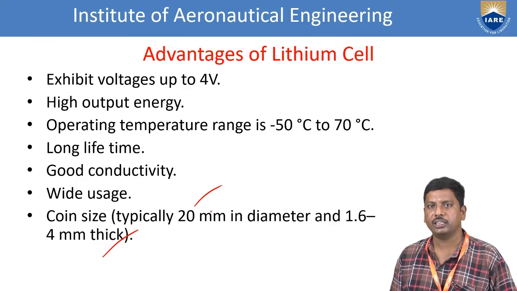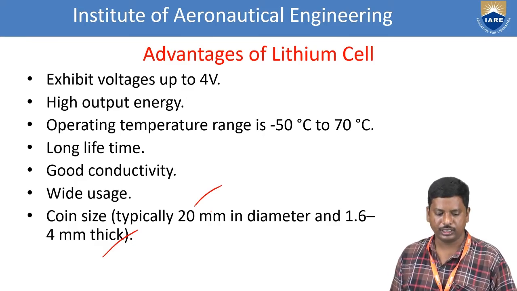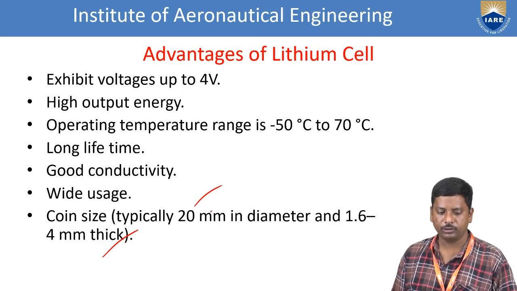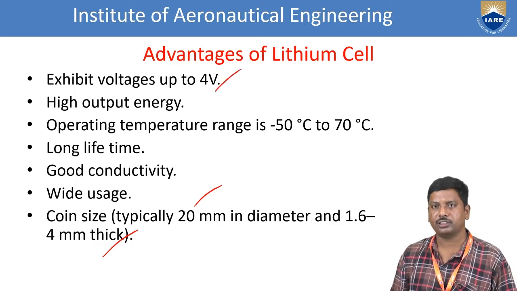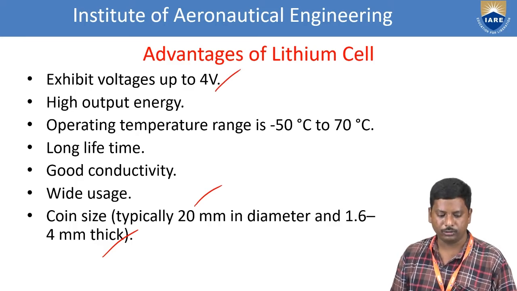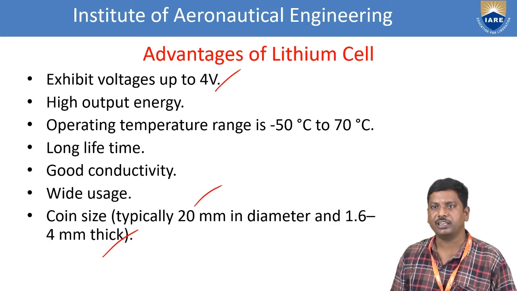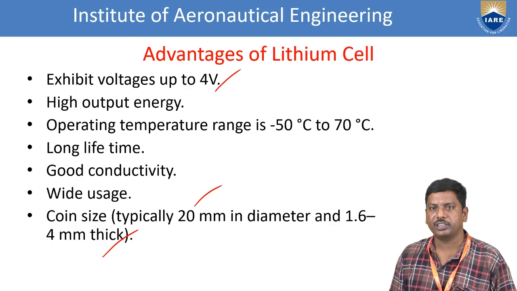And so we already observed the advantages of the lithium cells, nothing but exhibiting voltage up to 4 volts. In the case of the solid cathode it is 3 volts, whereas the liquid cathode is 3.5 volts, and it will be rounded up to 4 volts, and it gives a high output energy when compared to a Leclanche cell. The operating temperature is -50 to 70 degrees centigrade, especially observed in industries like pharmaceutical industries. Especially they maintain very low temperature, and compared to the remaining cells these have a very long lifetime. And the conductivity will be very high.